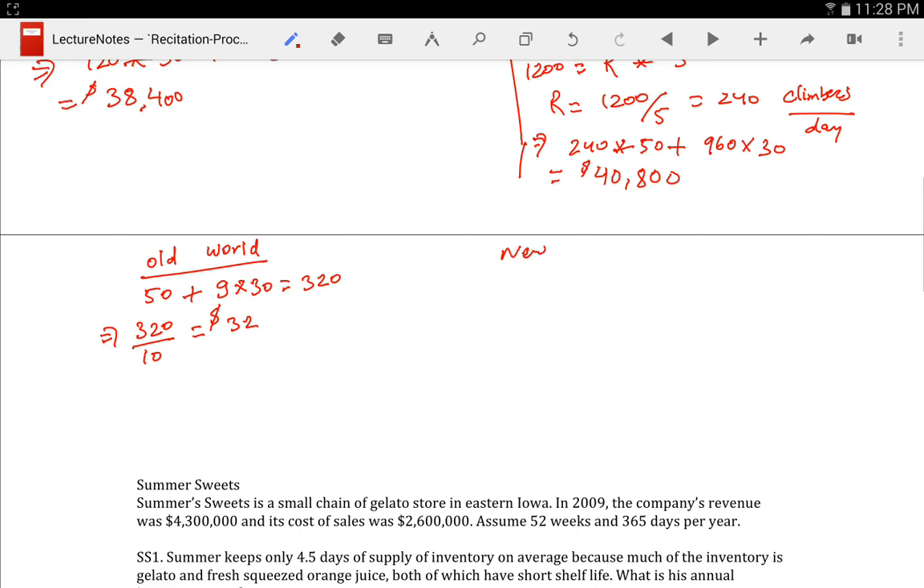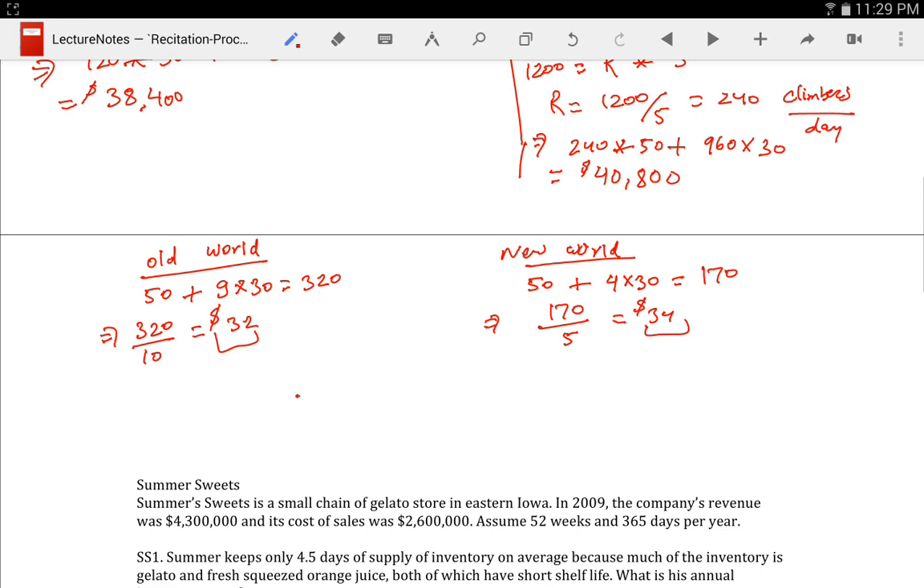Whereas in the new world, what happens is the first day he spends $50 and the remaining 4 days he spends $30, altogether spending $170. But on average, he spends 170 divided by 5, that is $34. So an average tourist or average climber each day spends $32 in the old world and $34 in the new world.